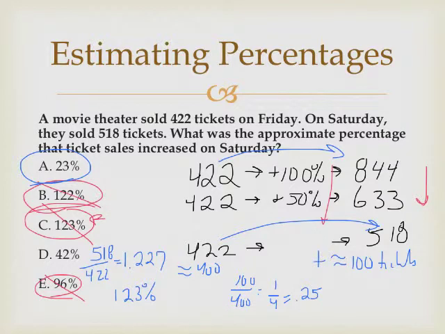However, just because Saturday's sales were 123% of Friday's sales does not mean it went up 123%, because 100% of Friday's sales is the 422. So it actually only went up from 100%, the 23. Okay? So 123% increase would be more than doubling. And this is only a 23% increase from Friday.